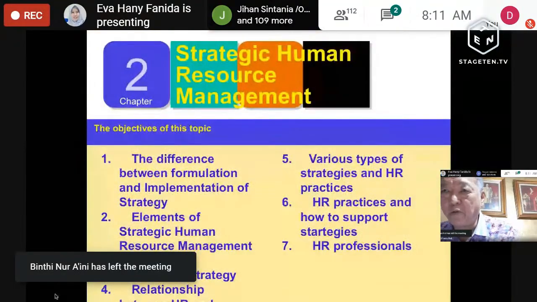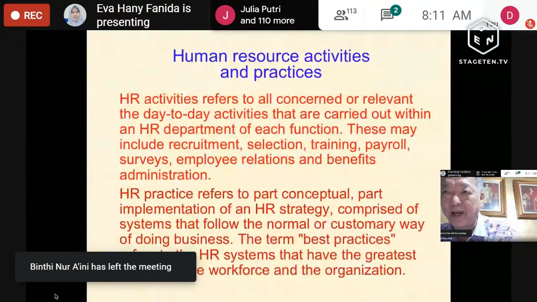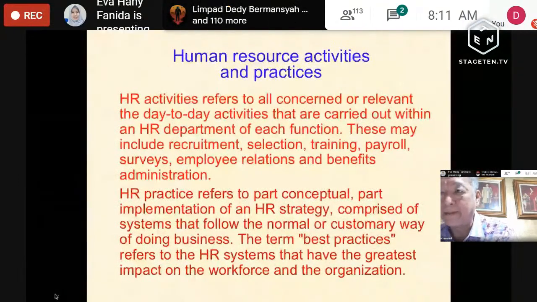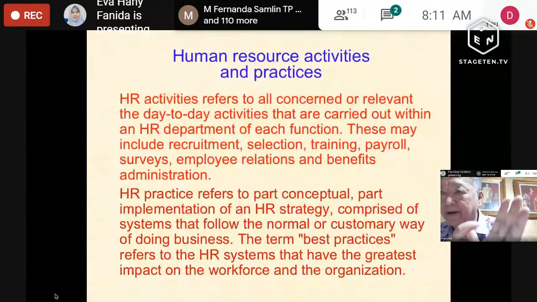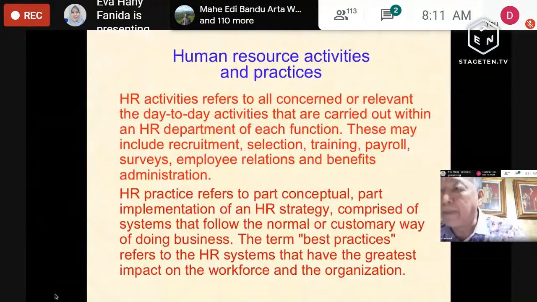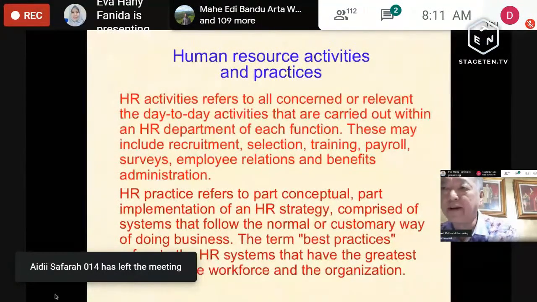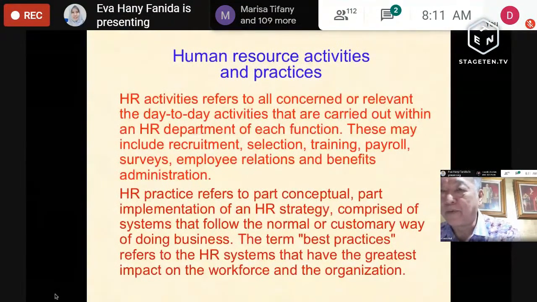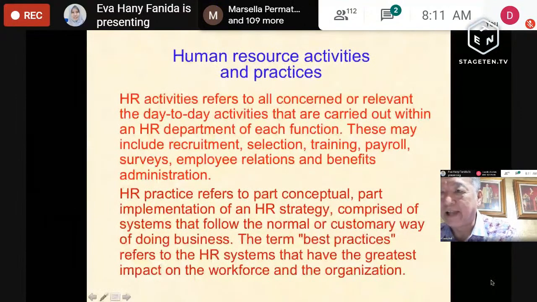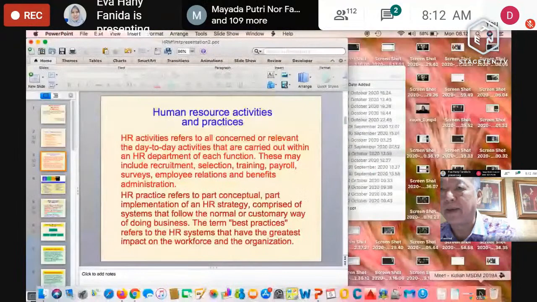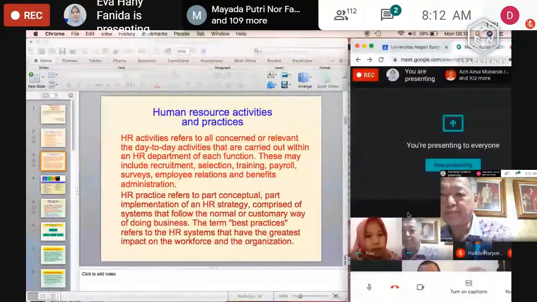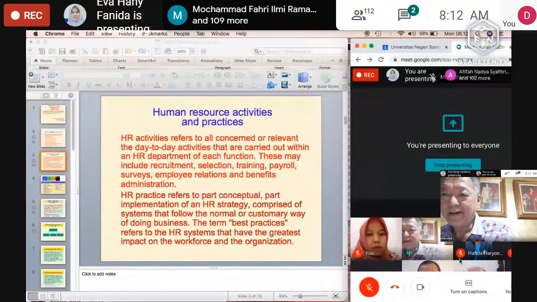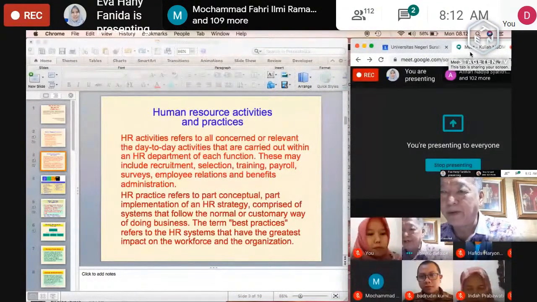So I want to ask all of you to think in your mind: can you make a difference between functions, responsibility, activities, and practice of human resources? Can you make the difference among them? You can go back and ask your professor about this. Try to explain how there are differences among these words. So this is really basic knowledge of human resource management.